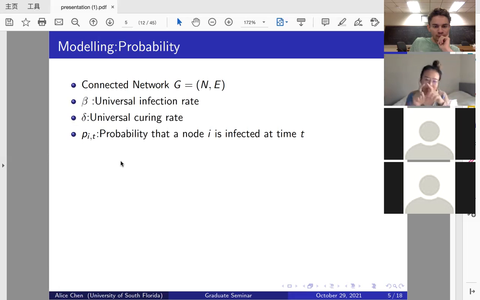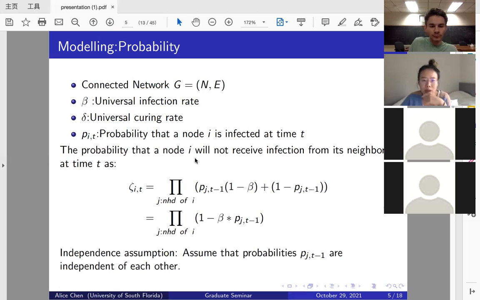So during each time interval delta t, each node i, or each individual i, tries to infect its neighbors with probability beta. And at the same time, i may get cured with probability delta. Okay. And so now we define another probability: node i will not receive infection from its neighbors at time t. We define it as eta_i(t).